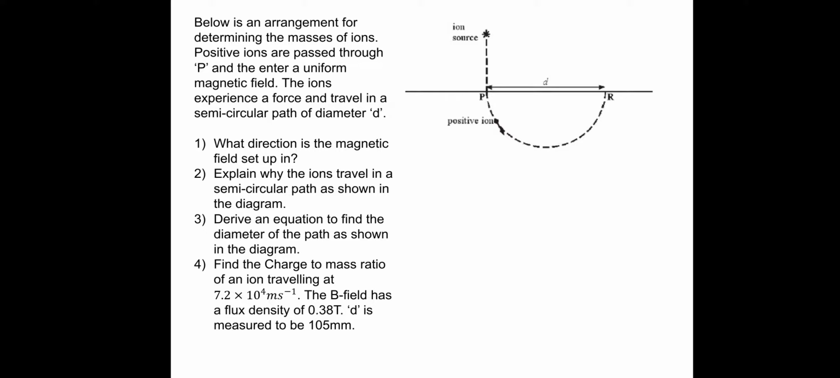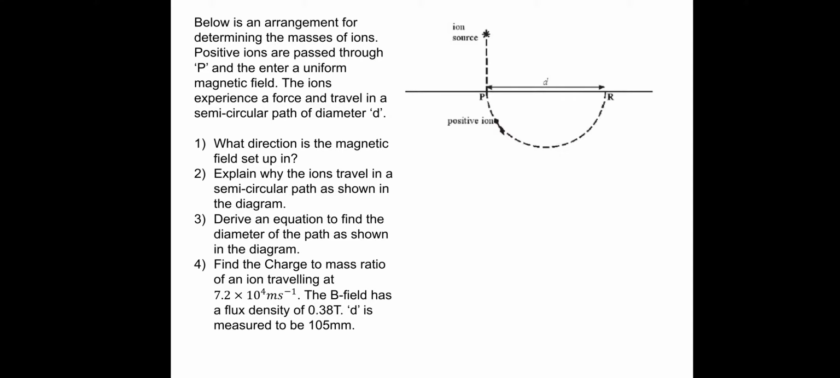Here's another question. If you want to pause and have a go at this one, then I'll take you through the answer. Below is an arrangement for determining the masses of ions. Positive ions pass through P, this point, and enter a uniform magnetic field. The ions experience a force and travel in a semicircular path of diameter d. So the first one, what direction is the magnetic field set up in?